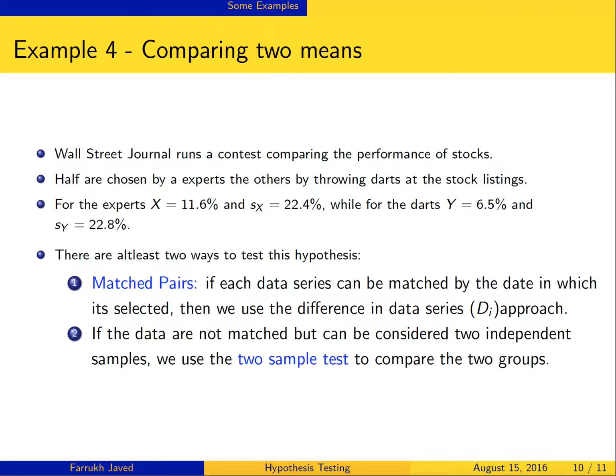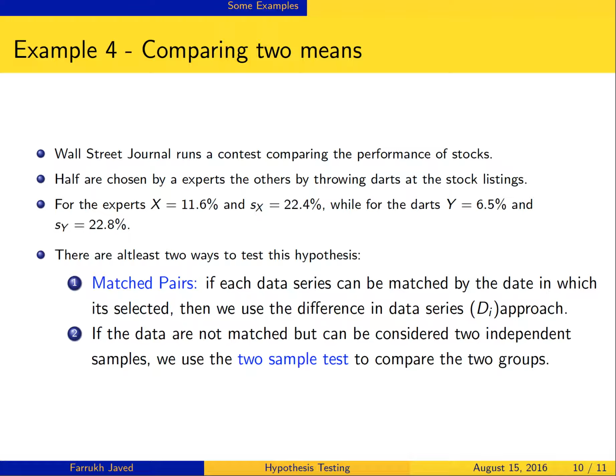Sometimes we are not only interested in one sample, sometimes we are interested in two samples and we want to compare them together. Somehow we compare their means together. Like here, Wall Street Journal runs a contest comparing the performance of stocks. Wall Street Journal is a very famous newspaper on financial news and updates from the US. They want to compare the performance of various stocks, say two stocks.